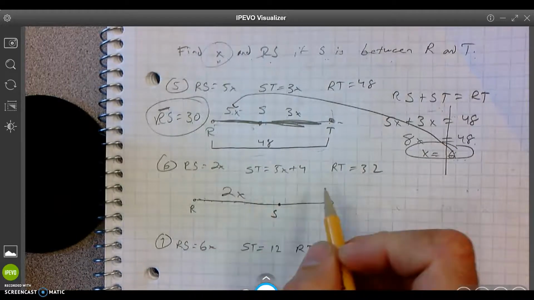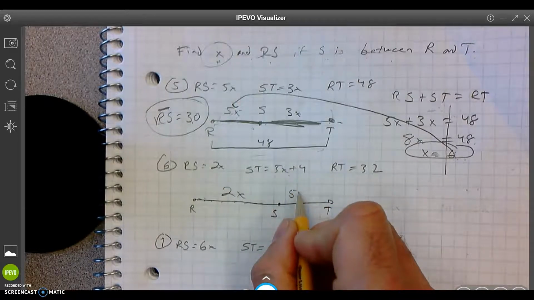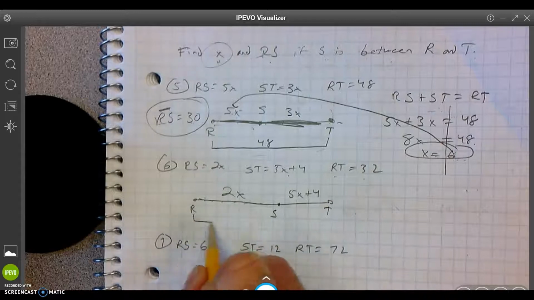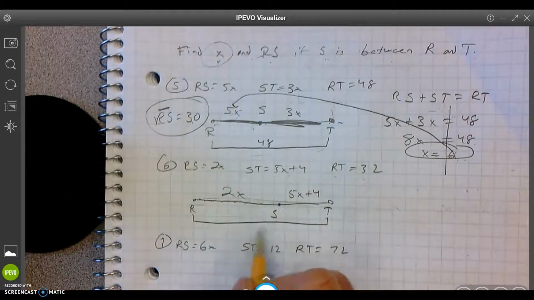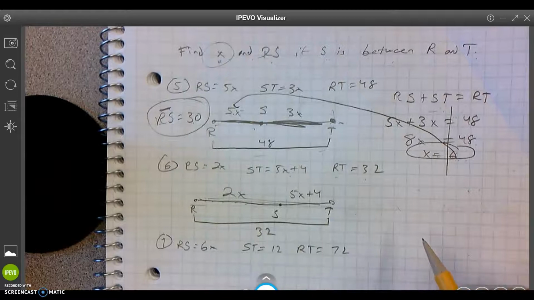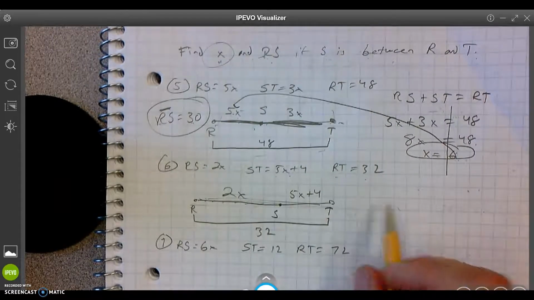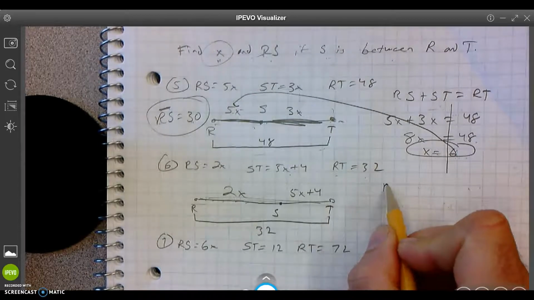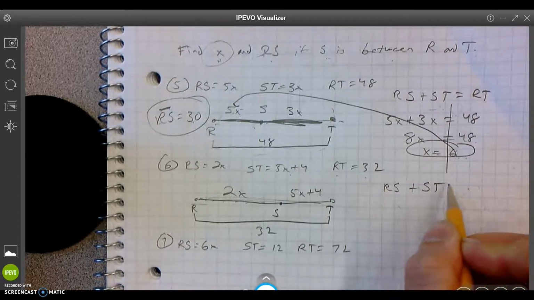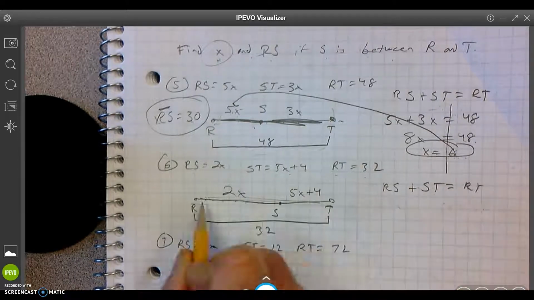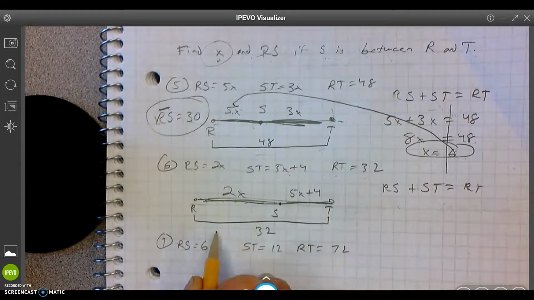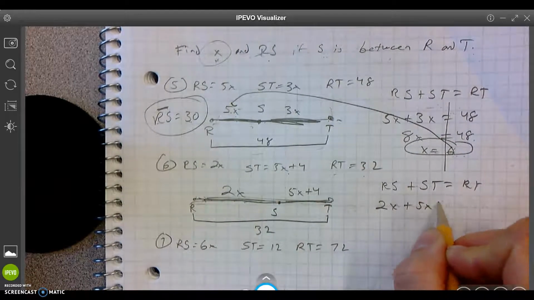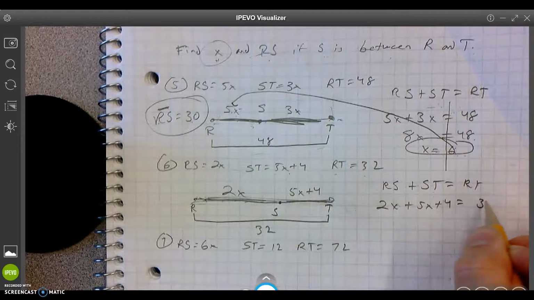RS is 2x. ST is 5x plus 4. And RT is 32. So RT, this whole line segment, is 32. Okay, now we're back to the beginning. Pause the video so you can come up with your equation. Yeah, let's see if you got it. So RS plus ST is going to equal RT. So RS plus ST equals the whole thing, RT. So 2x plus 5x plus 4 equals 32.